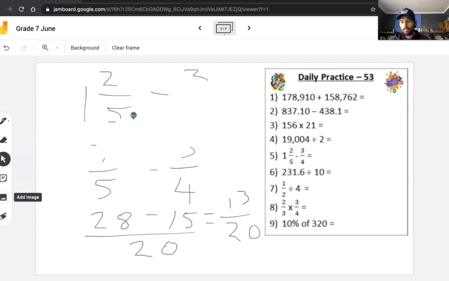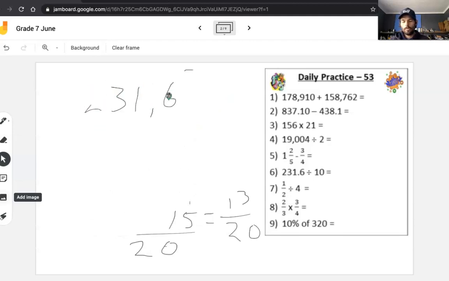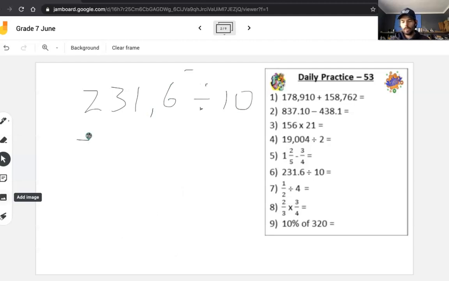And at this time, it is indeed 10. And we know that when we divide by 10, the number becomes one place smaller. Okay, so that's going to give us an answer of 23,16. Question 7 is 1/2 divided by 4.